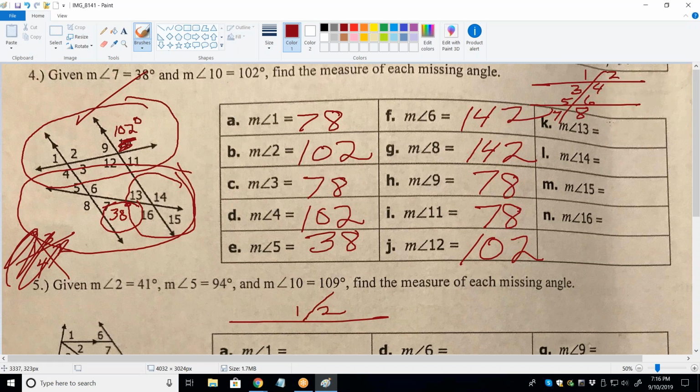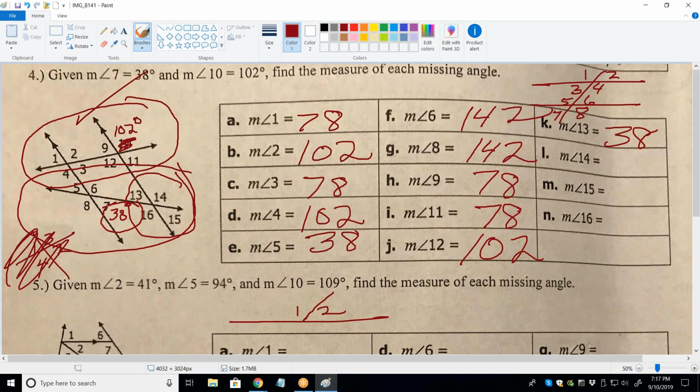You know what? That's probably not the best way for me to teach you how to do this. The best way is, what's 15? The way they teach you in geometry, angle 7 and angle 13 are alternate interior angles, right? Alternate interior angles are equal. So what's 13? It's equal to number 7. Seven is 38. So that's what 13 is.